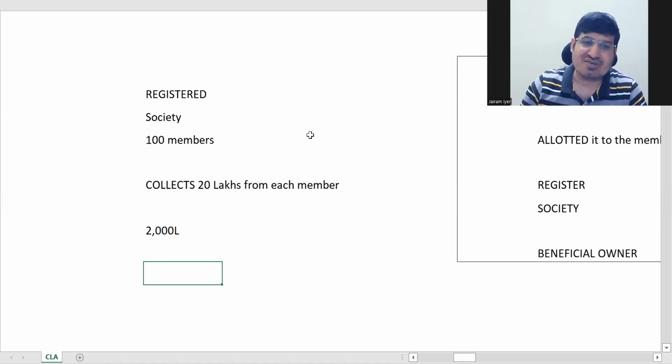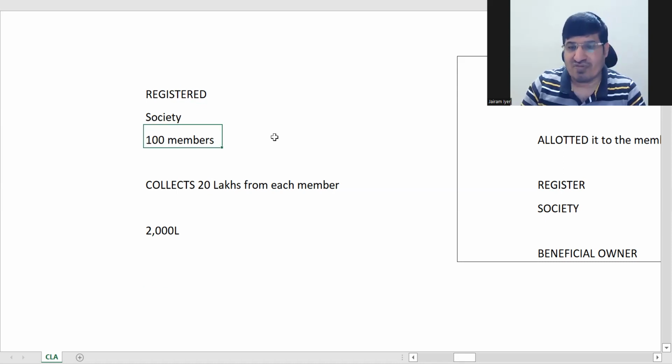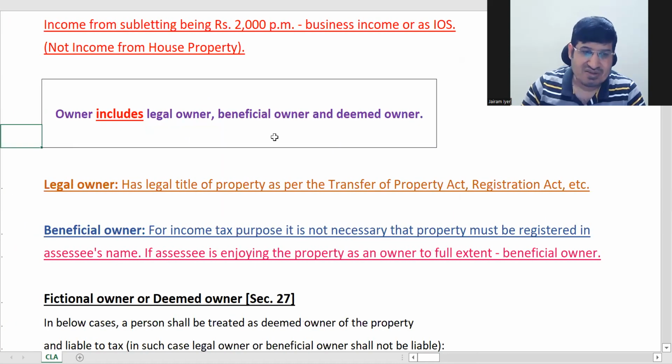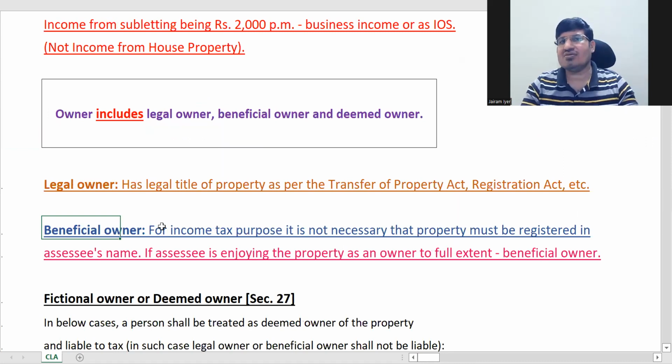In such cases, for house property purposes, the society will not be taxed. The individual members will be taxed, whoever has got the house. That is the meaning of beneficial owner. They have all the rights. Such beneficial owners can sell their house. They have all rights of an owner.